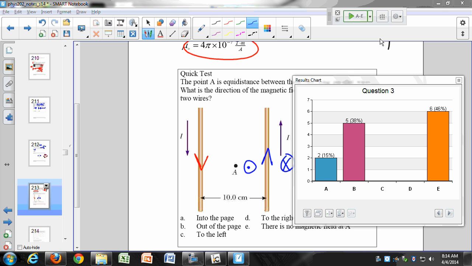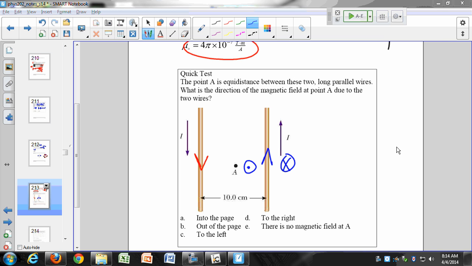All right, we're sort of all over the page here. So let's see. On the right-hand side, what does it look like to the left of the wire? For the red wire that I have here, over here on the left-hand side, you can't see that. But right here, what does it look like? Into or out of the page? That's into the page, right? And on the right-hand side, it's out of the page, right?